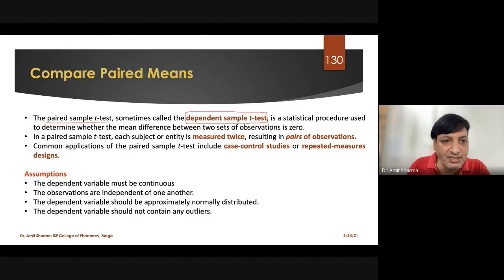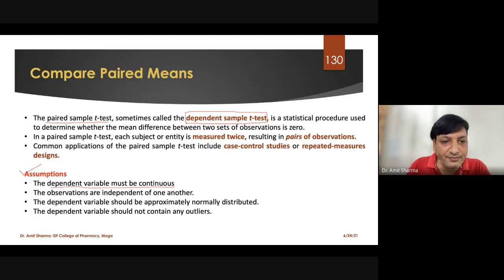As you can see, I have written the assumptions. The assumptions of paired sample t-test are what? The dependent variable must be continuous. Continuous means the data of the dependent variable should be given in terms of numerical order, for example rank 1, rank 2, rank 3, or rank 4, something like that.